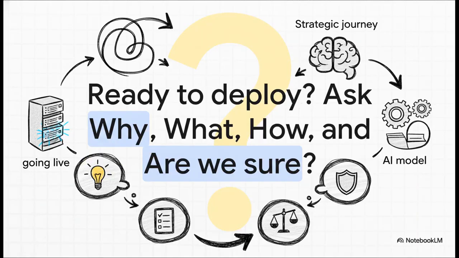So you think you're ready to deploy your new AI model. But hold on. Hitting that Go Live button isn't just about flipping a switch. It's a whole strategic journey. You absolutely have to ask 4 critical questions first. Why are we doing this? What are we using? How will we do it? And maybe the most important one, are we really sure this is a good idea? Answering these honestly is what makes a deployment successful and, just as importantly, responsible.